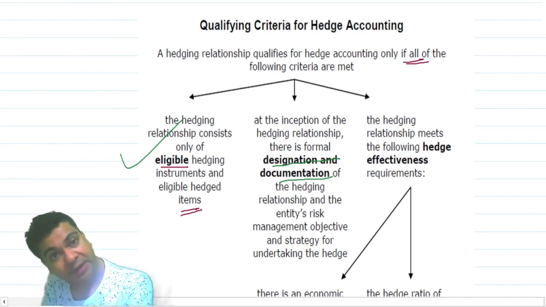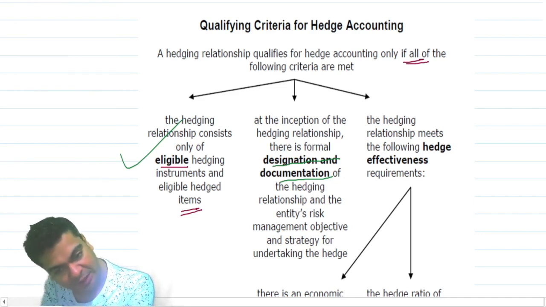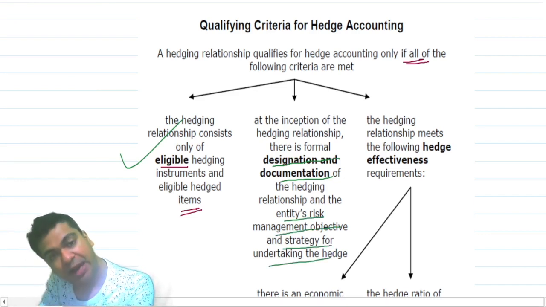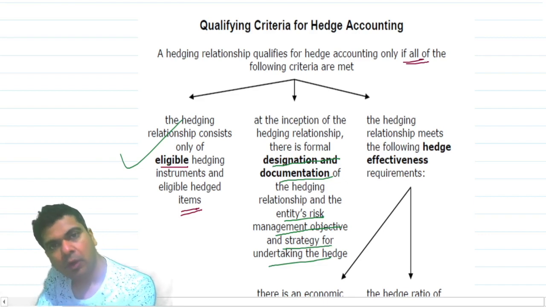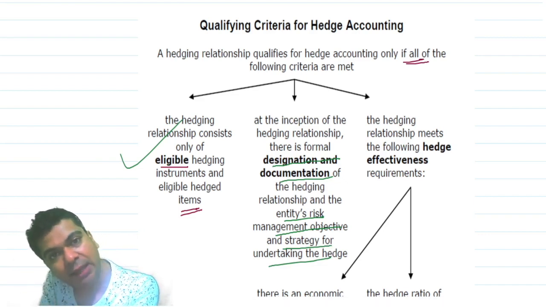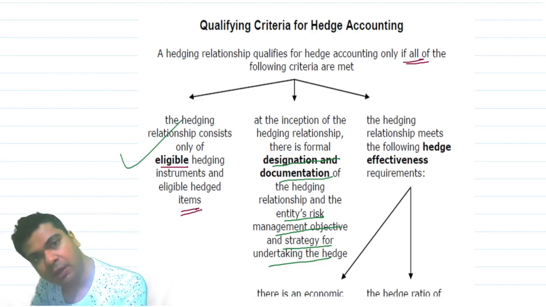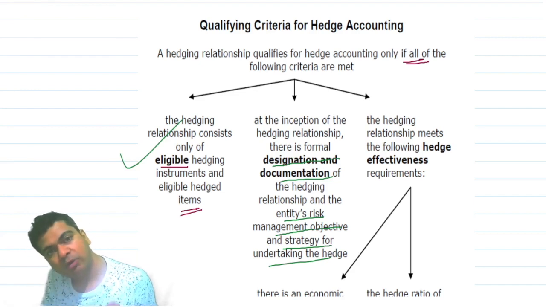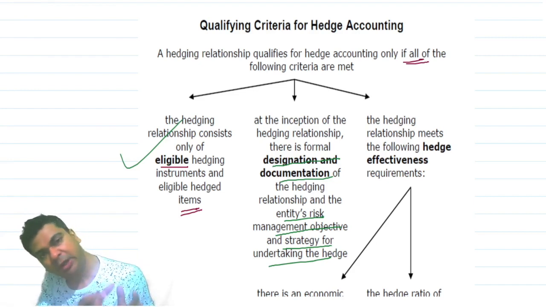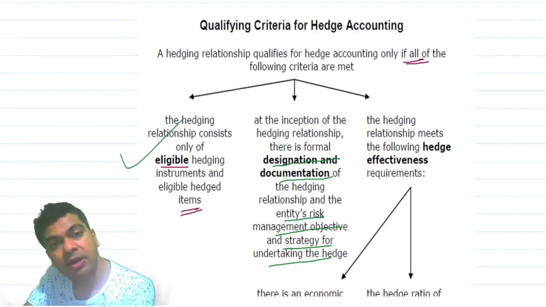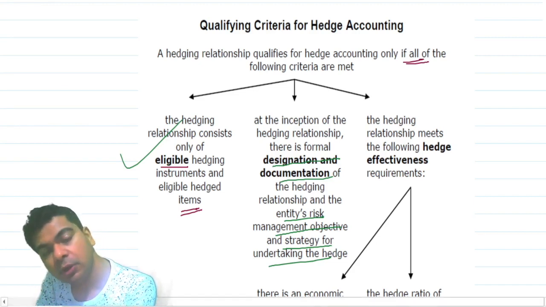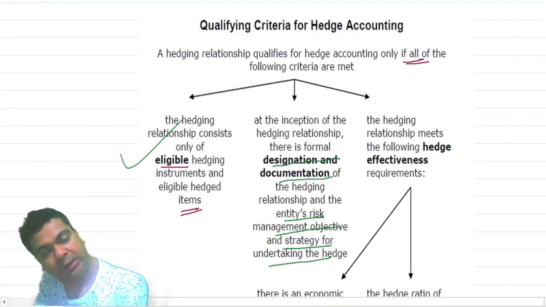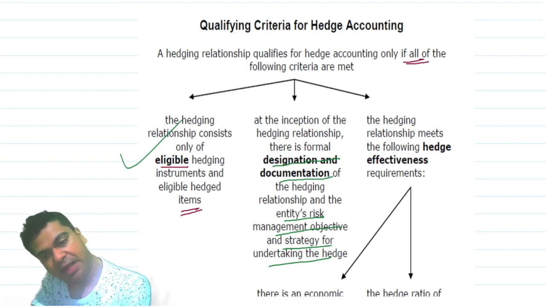They say what is to be documented: the hedging relationship and the entity's risk management objective and strategy for undertaking the hedge. What is the hedged item? What is the hedging instrument? What exactly is the risk that you are perceiving? And what is your response to that particular risk? Right? You have done a particular transaction. This is the risk because of it. How will the risk management tool manage that particular risk? What is your objective? What is your strategy? That has to be well defined.